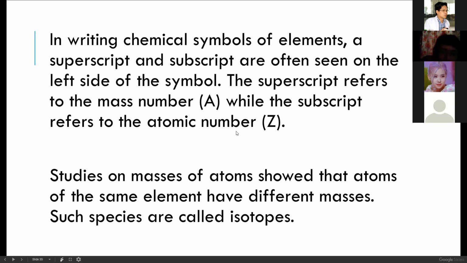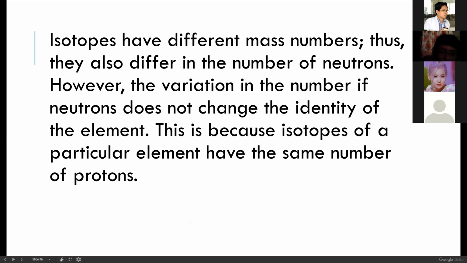Well, let's move forward. In writing chemical symbols of elements, a superscript and a subscript are often seen on the left side of the symbol, just like what we did a while ago. Superscript refers to the mass number in the upper part, while the subscript refers to the atomic number in the lower part. Studies on masses of atoms show that atoms of the same element have different masses, such as the species called isotopes. Correct. The one we had discussed also a while ago. Isotopes have different mass numbers, thus they also differ in number of neutrons.